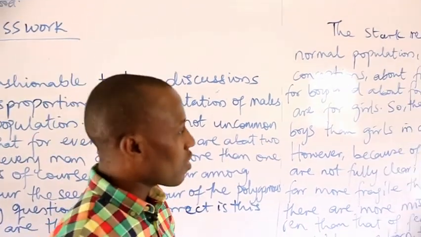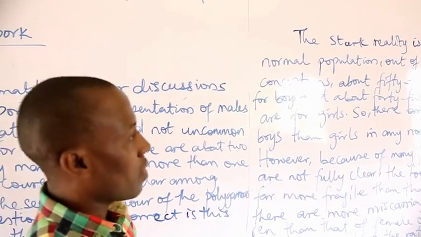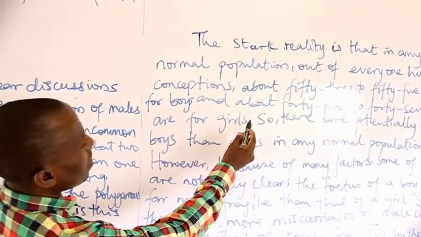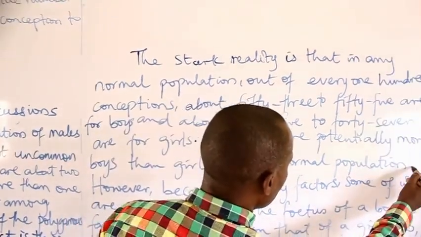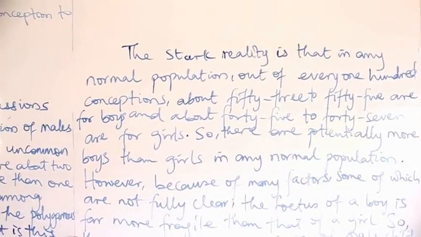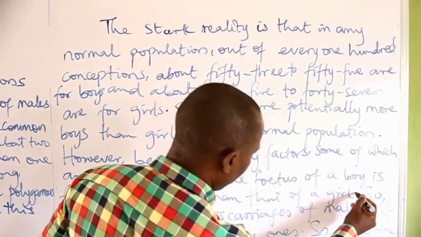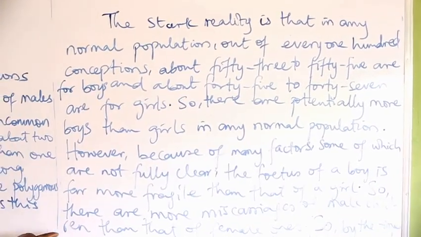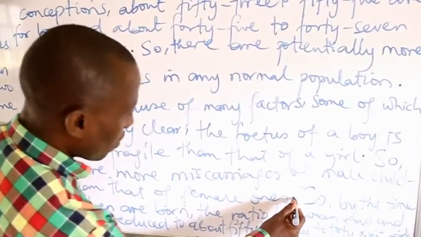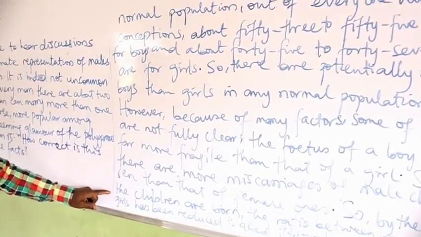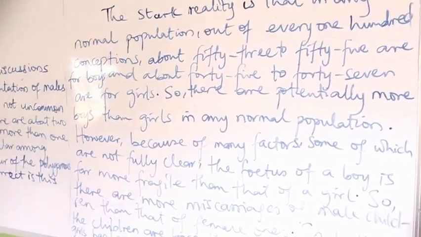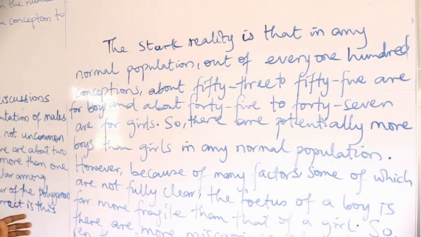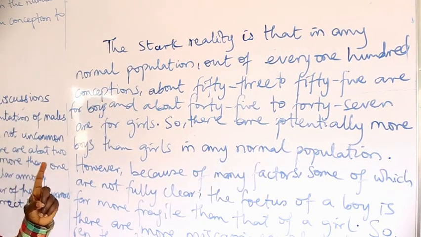Now, how many sentences do we have in this paragraph? Let's count. The first sentence ends here, so this is 1. This is another sentence, 2. This is another sentence, 3. This is another sentence, 4. And the last sentence, 5. So we have 5 sentences here. Out of these 5 sentences, only one is the topic sentence.